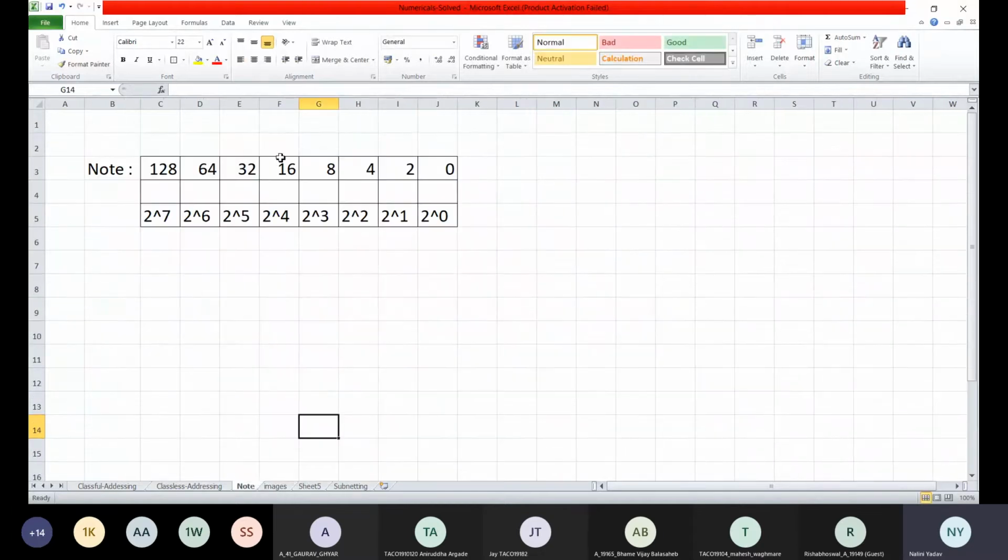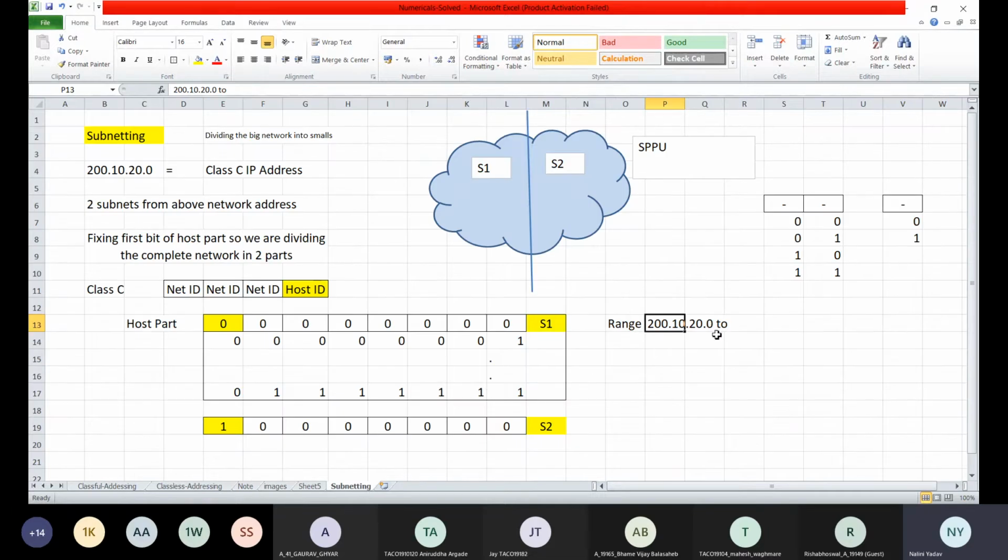So let's go to our note part. See, the first bit is 0. That is my 128, and these remaining bits will be 1. So the sum of these remaining bits comes as 127. So this will be from 200.10.20.0 to 200.10.20.127. This will be the range of my S1 network. Okay, this will be the range of my S1 network.